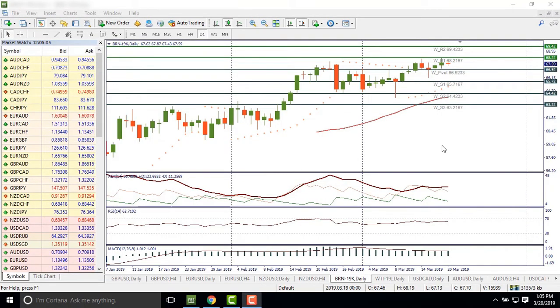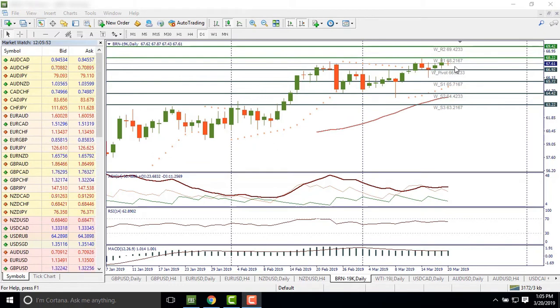Now let's look at the daily chart of oil. At first, let's consider the chart of Brent. We can see that the price for Brent has been trading with a very low volatility. If today's release of crude oil inventories will show an increase in the number of barrels, we may see the price for Brent fall to the weekly pivot at 66.92. The next support lies at 65.72.